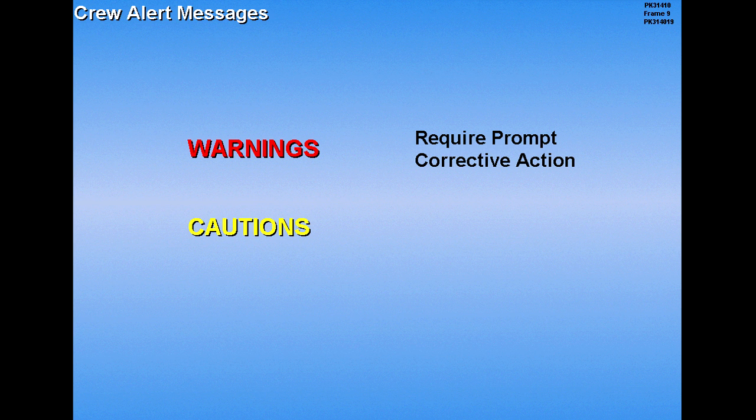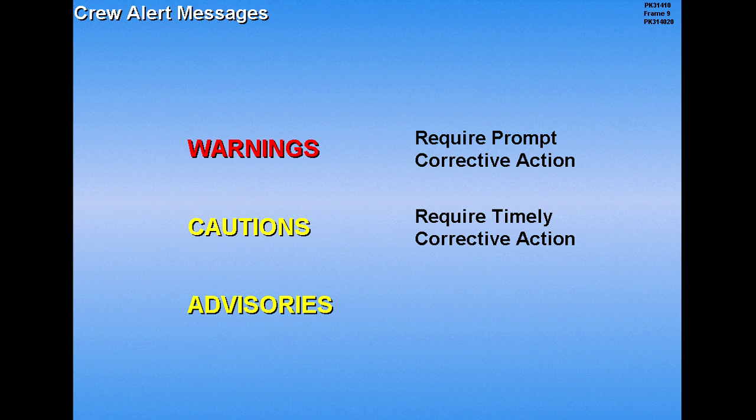Alerts are divided into three levels: warnings, which indicate the most critical problems and require prompt corrective action, cautions, which are less urgent and allow for timely corrective action, and advisories, which are the least urgent and are corrected on a time-available basis.